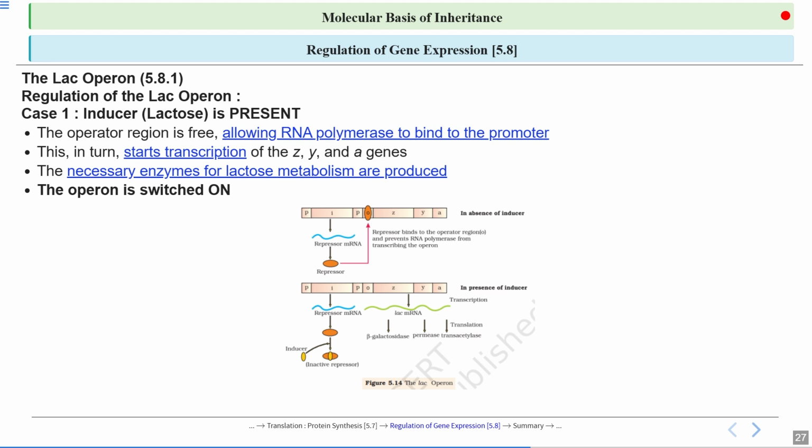Transcription of the ZYA genes will happen. The lac mRNA will be formed. After that, there will be translation, and then there will be production of the products beta-galactosidase, permease, and transacetylase, which are important for lactose metabolism. This is what we call the operon being switched on.